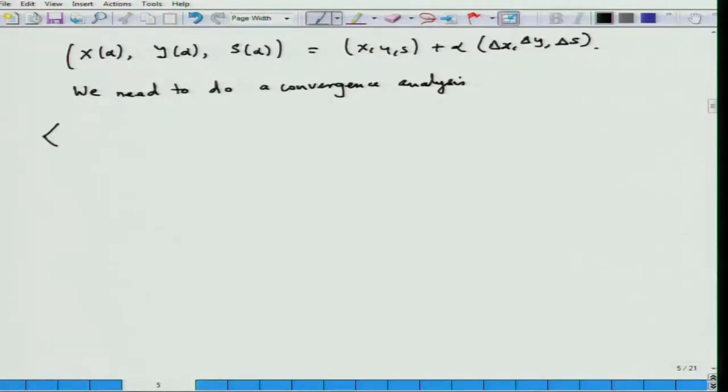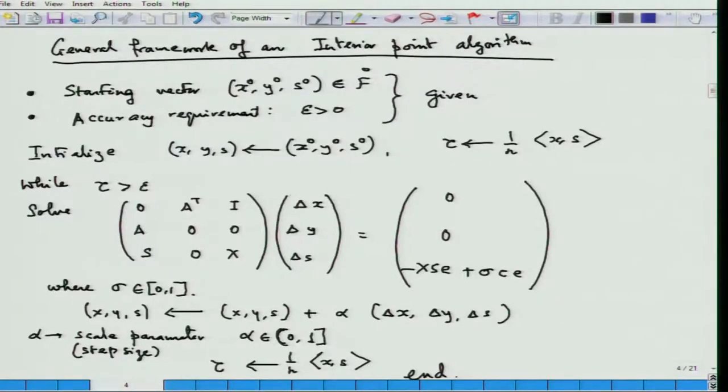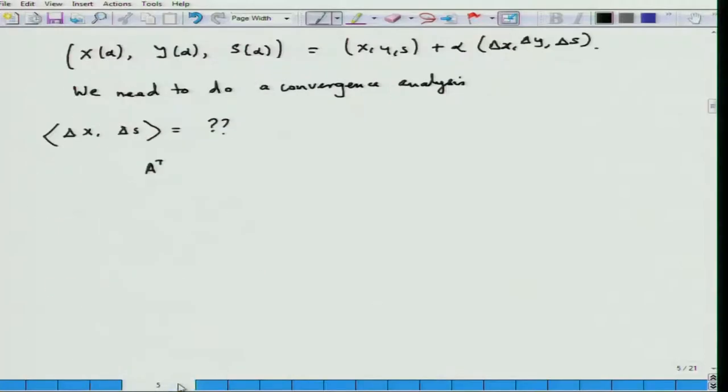So, let us look at an estimate that we will require quite often, this. Okay, what is this? Now, how do I go about solving this? Look, if I look at the equation, this one, I would have A transpose delta x plus delta y equal to 0, and I will have A transpose delta y plus delta s equal to 0, and A delta x equal to 0. So, from the Newton's system, I will have A transpose delta y plus delta s equal to 0. Also, I have A of delta x equal to 0.